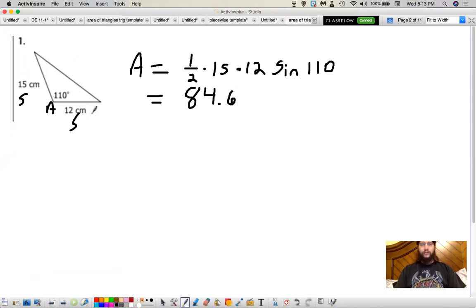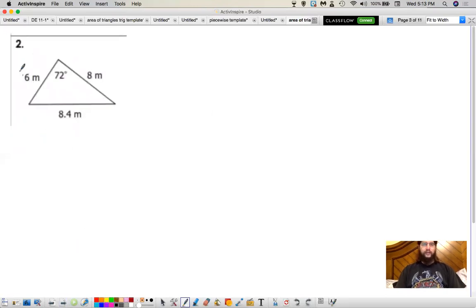Now we do have units here, it's centimeters. So this is going to be in centimeters squared. 15 centimeters times 12 centimeters makes centimeters squared. The rest of these are just unitless numbers. That's it. Easy, right? Okay, side, angle, side. So we use these three pieces of information, not the 8.4. We don't use 8.4 because that's not one of the sides that has the included angle.